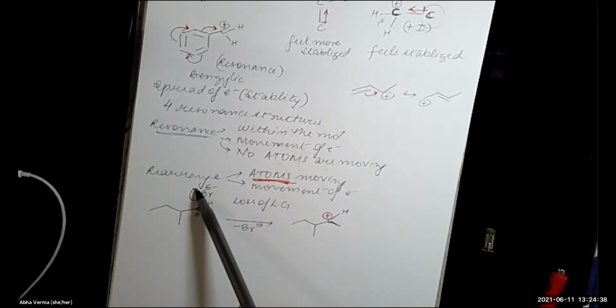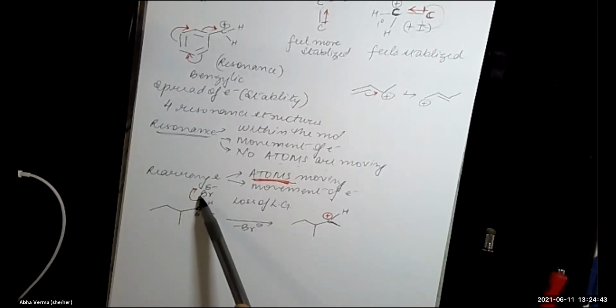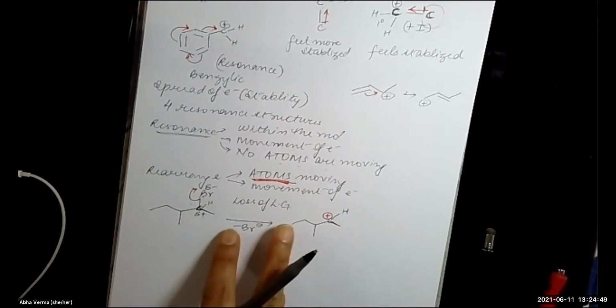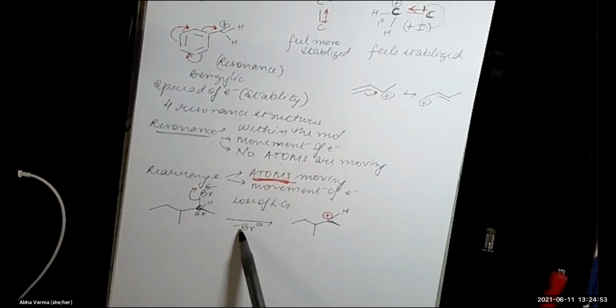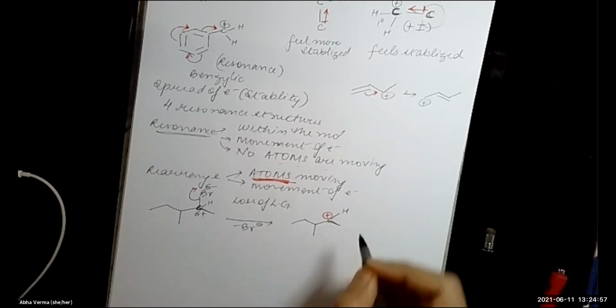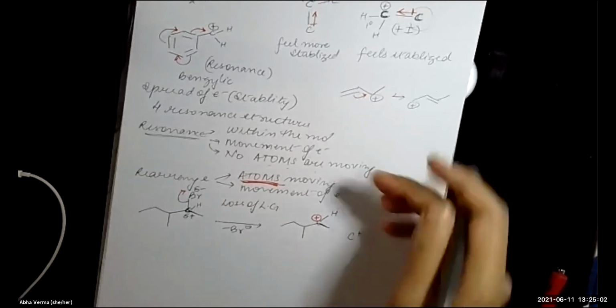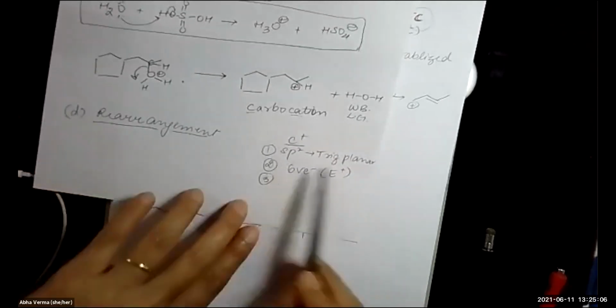So when this bond breaks, when the leaving group leaves, the bromide takes both electrons from this bond. So in one bond, how many electrons are there? 2. So this bromide takes both the electrons and gets that extra as a negative charge, leaving a carbocation behind. And so what are the properties of carbocation? It is sp2, trigonal planar.